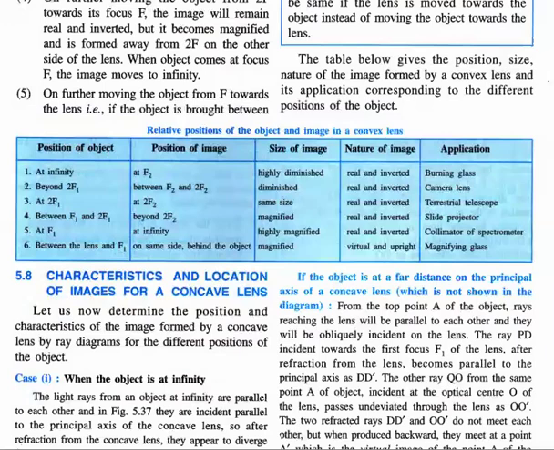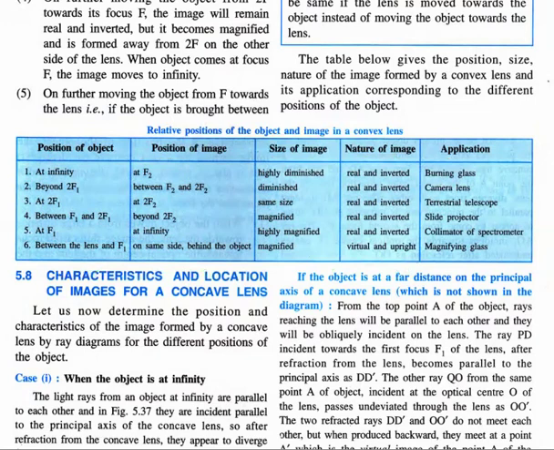Okay, never mind. So we have position of object, position of image, size of image, nature of image, application. The thing you have to remember is only these four. These four are very important. This can be asked in MCQ. Yeah, they will ask.